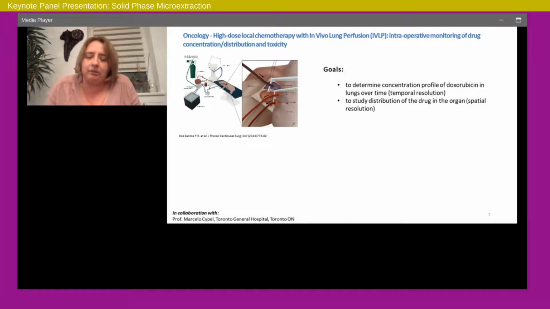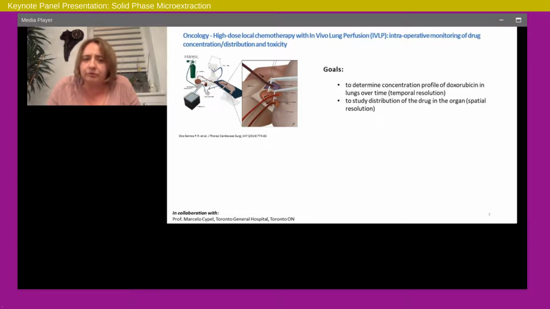Another oncological project that we are involved in, in collaboration with Toronto General Hospital, is monitoring of doxorubicin. This is a drug which was used for high-dose local chemotherapy. That was an animal study, a pig model. Our collaborators, the clinicians, were looking into the concentration and distribution of this drug in the lung, in different lobes of the lung, because they are working on a new method of drug delivery.